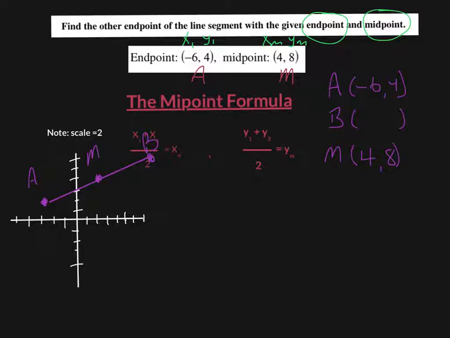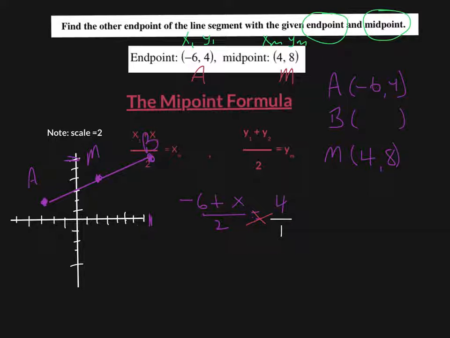Now it looks like B is pretty far right and pretty high up. If we just count it, it looks like 2, 4, 6, 8, 10, 12. And over here, 2, 4, 6, 8, 10, 12, I don't know, 14-ish. So it looks like some big numbers here. So let's see how the algebra plays out and if that all comes together for us.